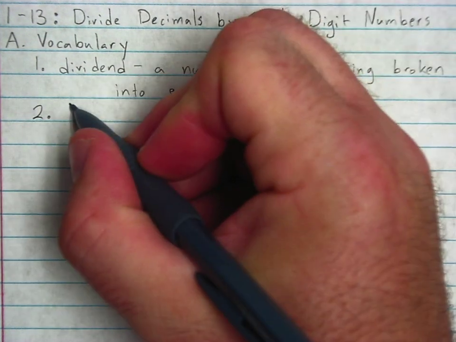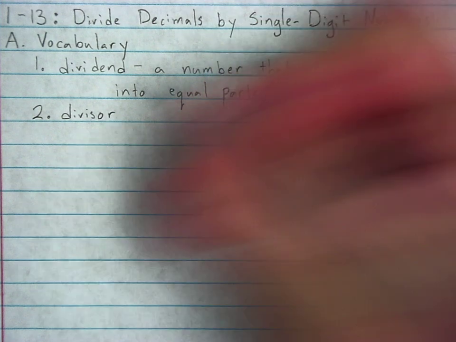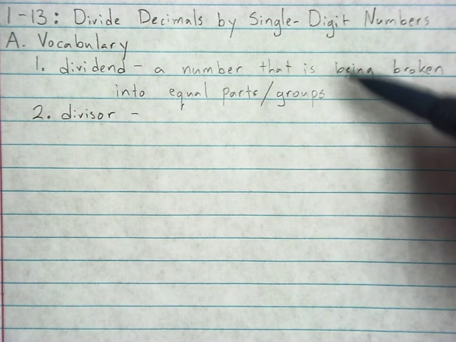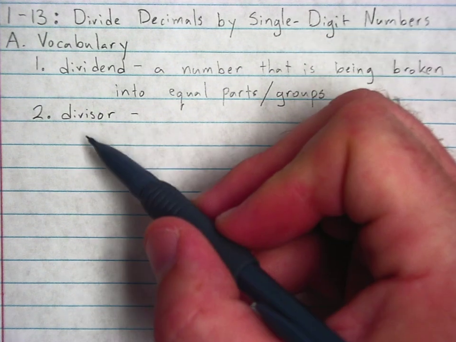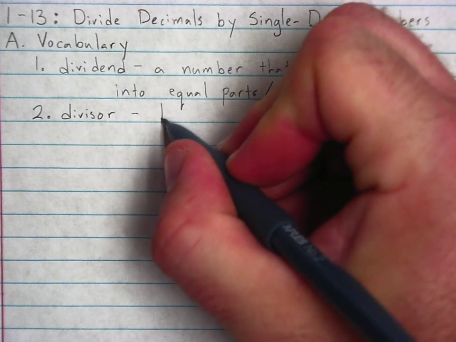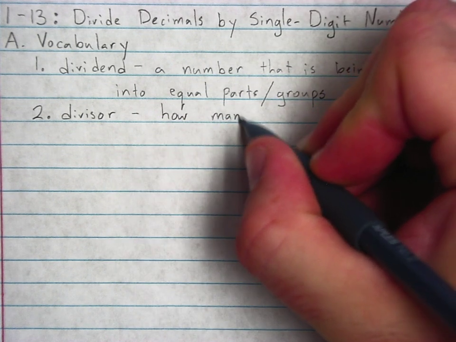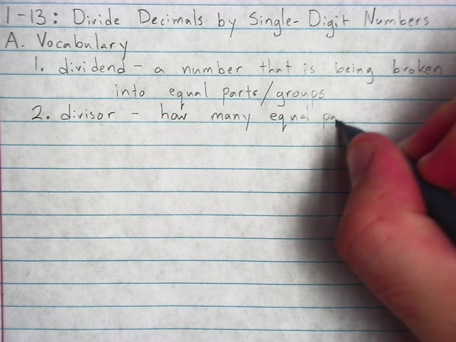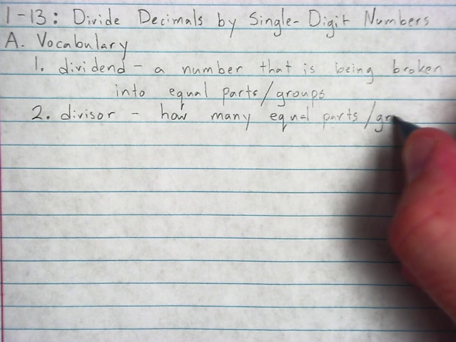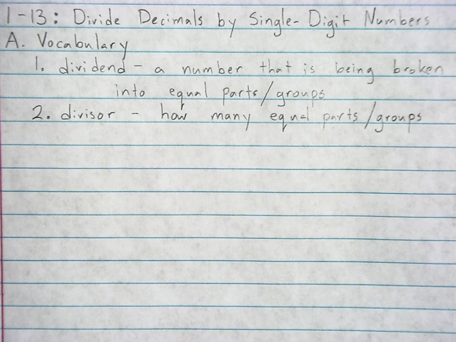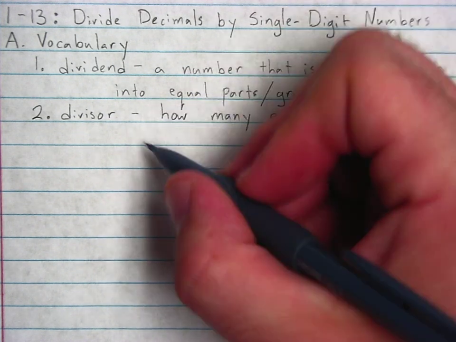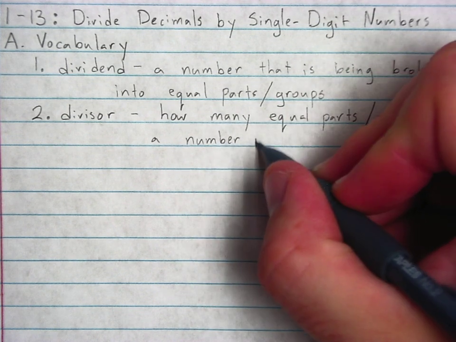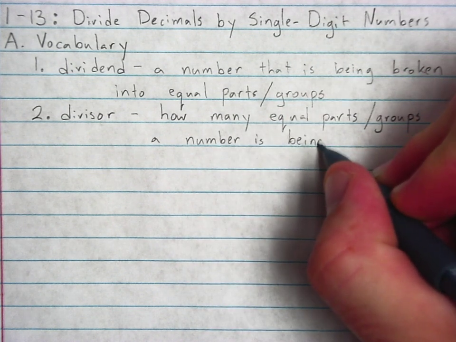The next part is the divisor. So if our dividend is something that's being broken into equal parts, the divisor is how many equal parts or groups a number is being broken into.